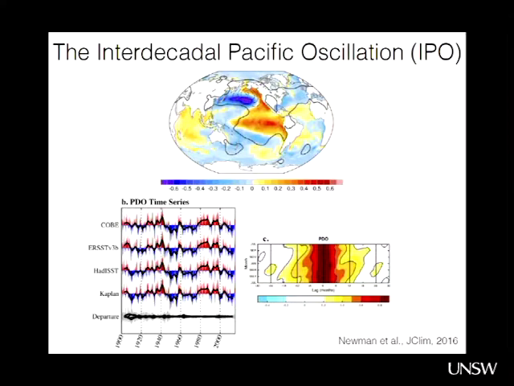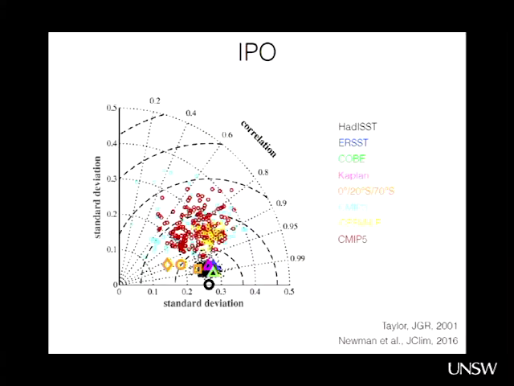correlation, like the autocorrelation between the PDO and itself. So you can see that it persists for, it's 18 months. So it's much slower than ENSO.